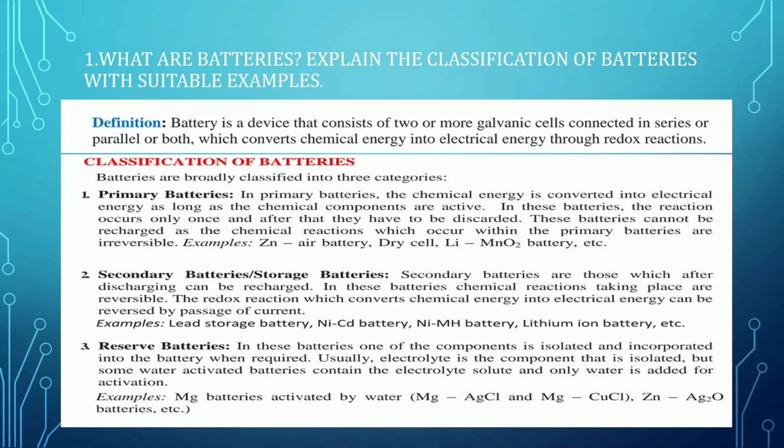The first question: what are batteries? Explain the classification of batteries with suitable examples. For this, you should write the definition, then the classification of batteries. There are three types: primary batteries, secondary batteries, and reserve batteries. Explain these three.